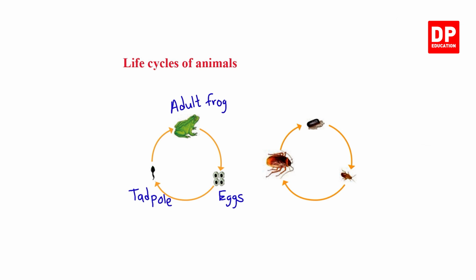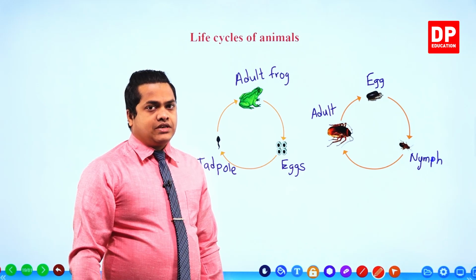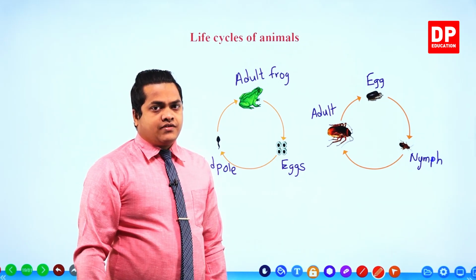You take the cockroach. This is the adult one. Okay, the adult cockroach. Then the adult cockroach is going to lay eggs. Then these eggs are getting hatched. Then a nymph is coming out. Nymph. So eggs, nymphal stage, and the adult stage are the three main stages of the cockroach.